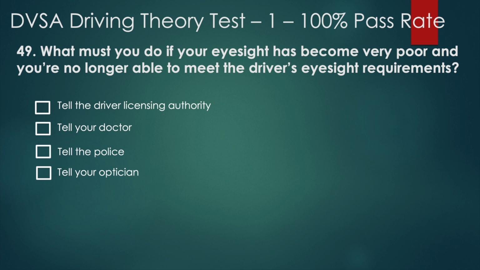49. What must you do if your eyesight has become very poor and you are no longer able to meet the driver's eyesight requirements? A. Tell the driver licensing authority. B. Tell your doctor. C. Tell the police. D. Tell your optician. And the answer is A. Tell the driver licensing authority.